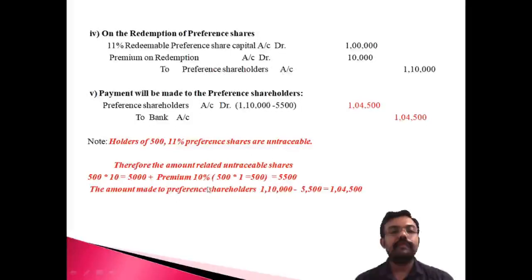Okay, so find out the amount related to untraceable is 5,500. That's a 1,04,500 available to the preference shareholders through the bank. Bank മുഖേന ഇത്ര എമൗണ്ട് കൊടുക്കേണ്ടതായിട്ട് വരുന്നത്. Okay, that is the logic of this question.